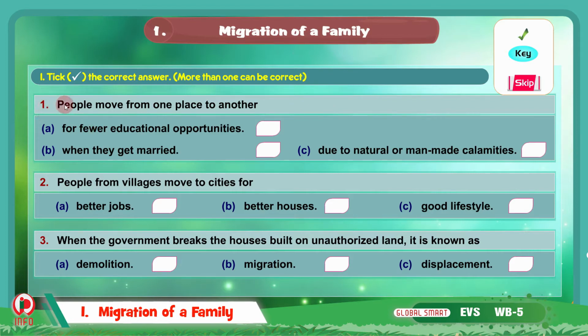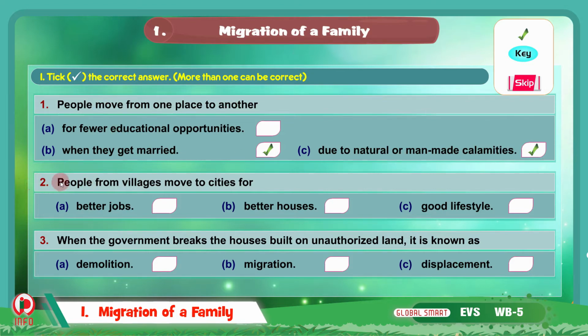First one here is, people move from one place to another. Why? A. For fewer educational opportunities. B. When they get married. C. Due to natural or man-made calamities. So, why do people move from one place to another? The correct answers are when they get married and due to natural or man-made calamities. These two are the correct answers for this sentence.